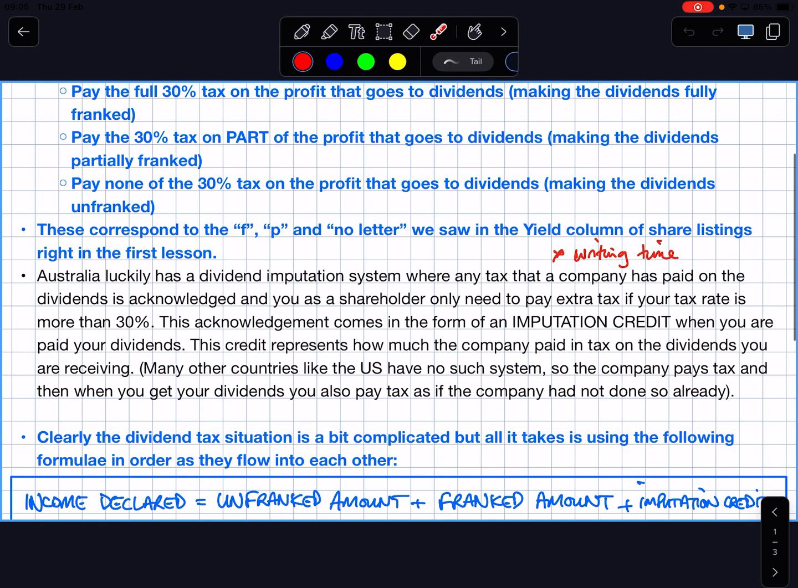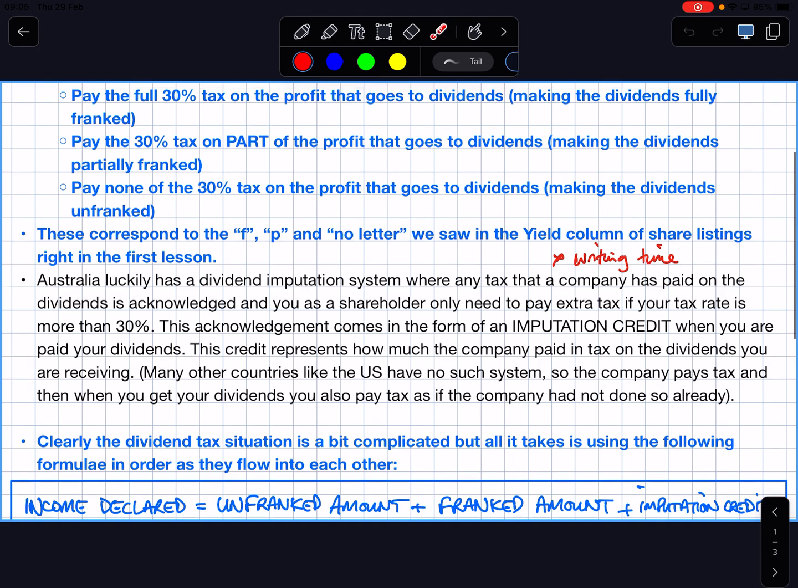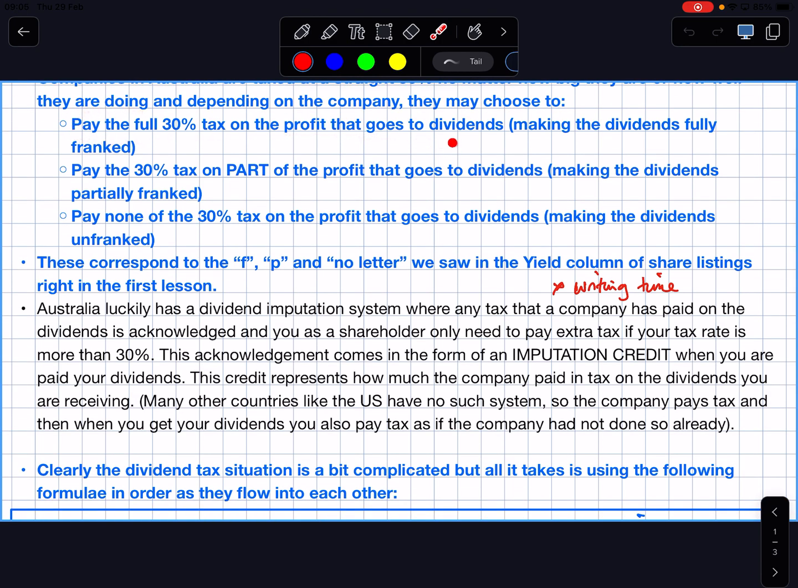Now, we used to be like America, but we're not like that anymore. What happens in America is they have no such system. So what happens? A company makes a profit, they pay the government 30% tax on that profit.